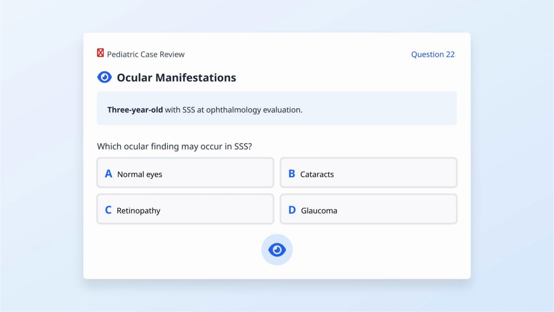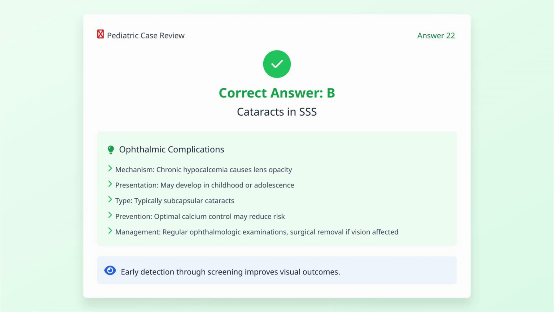Pediatric case review continues. A 3-year-old child with Sanjad-Sakati syndrome undergoes ophthalmology evaluation. Which ocular finding may occur in this syndrome? Option A, normal. Option B, cataracts. Option C, retinopathy. Option D, glaucoma. Consider complications related to chronic hypocalcemia and metabolic abnormalities in patients. The correct answer is B, cataracts.